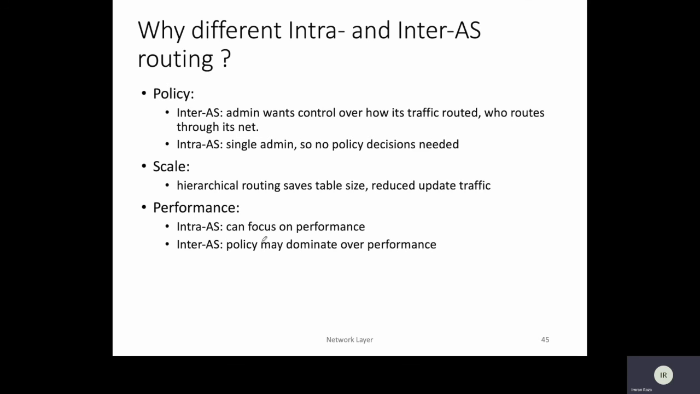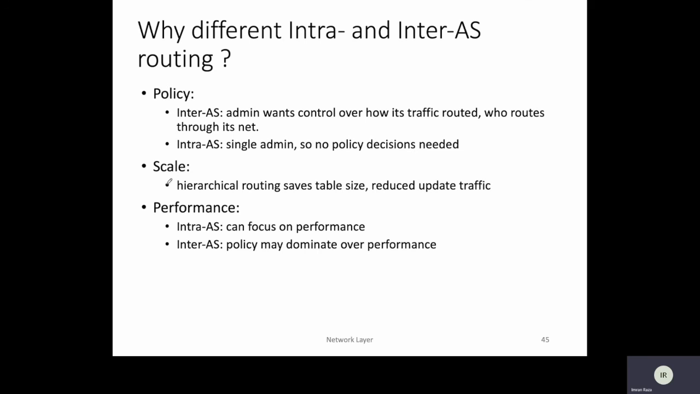So what do you think? What's the difference between intra-autonomous system routing and inter-autonomous system routing, right? Clearly there are three things to think about. Number one, policy. Inter-autonomous system is more about the policy, which means the admin wants to control how the traffic is routed and who routes through its net, as we have seen in the previous examples. But in intra-autonomous system, this is not the case. We are not really concerned about the policy. One admin, no policy decisions are needed. Nobody else is routing data through our network.